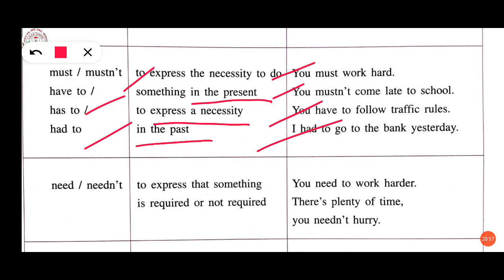Then second, need and need not, to express that something is required or not required. Example: you need to work harder. To express that something is required means you need to work harder to achieve your ambition, to achieve your goal. Second, for need not: there's plenty of time, you need not hurry.